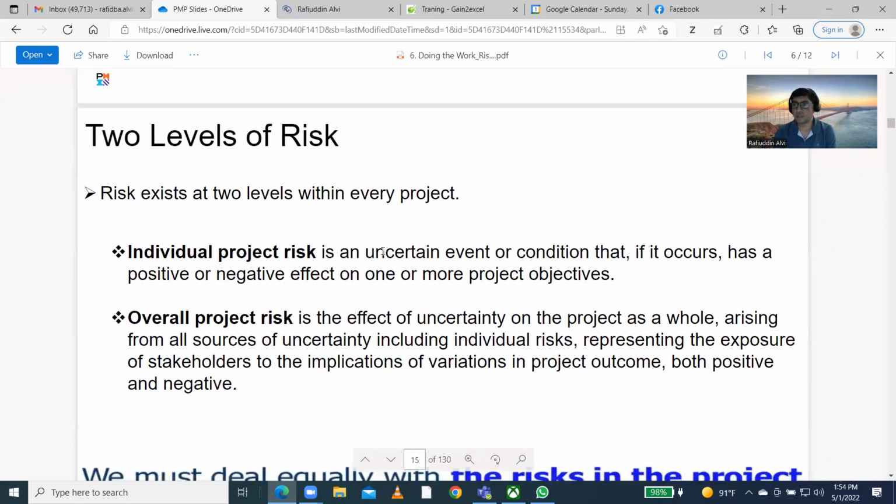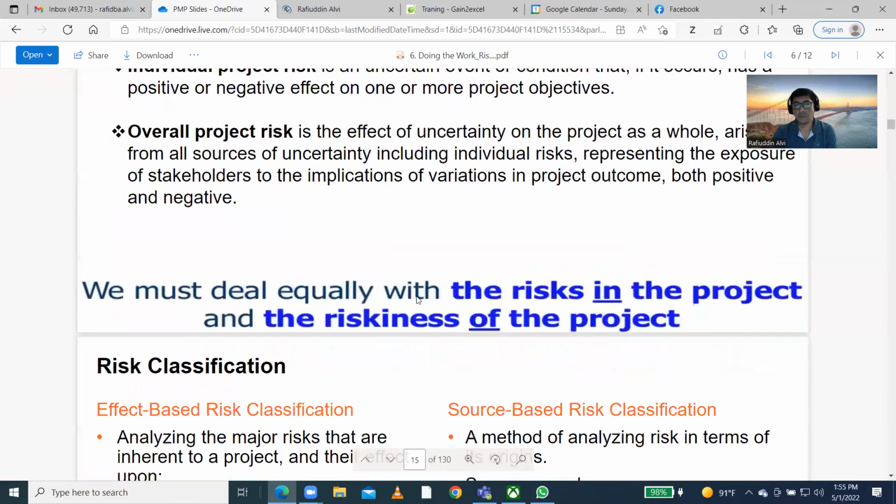There are basically two levels of risk: individual risk and overall project-level risk. Individual risks, as I explained, are uncertain events or conditions that have an impact on individual project objectives. Overall project risk means the impact on the overall project. If it occurs, it will have an impact on cost, schedule, or time. That is overall project risk. We must deal equally with the risks in the project and the riskiness of the project. That means what risks are occurring in the project, and how much risk there is in the overall project; that also you have to take care of.